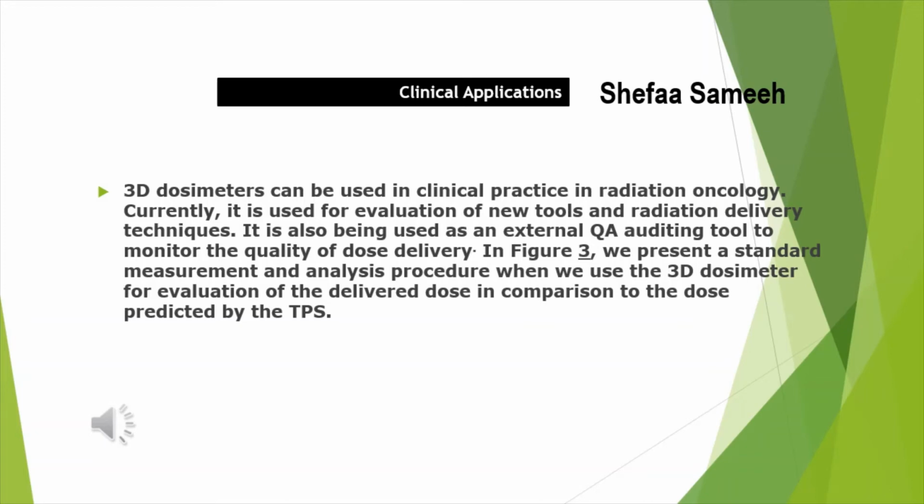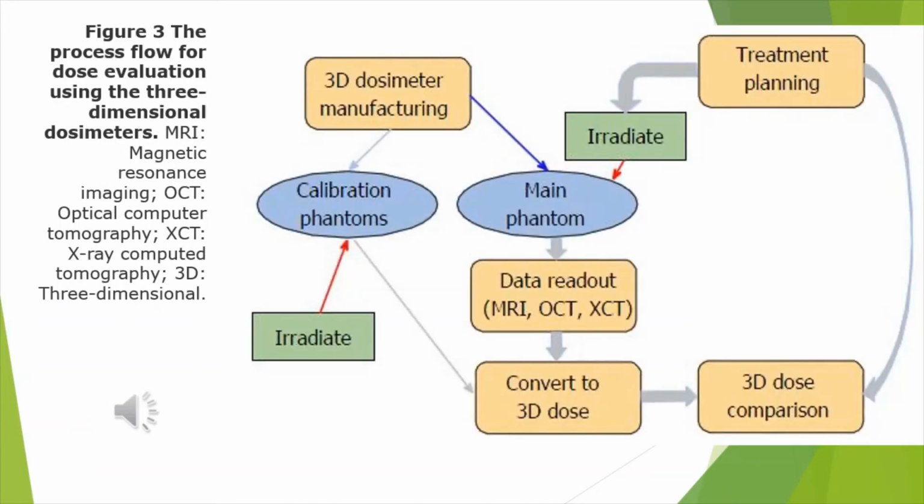In the next figure, we will present a standard measurement and analysis procedure when we use the three-dimensional dosimeter for evaluation of the delivered dose. In this figure, we are showing the process using the three-dimensional dosimeters with imaging such as magnetic resonance imaging, MRI; OCT, which is optical computed tomography; and XCT, which is X-ray computed tomography.